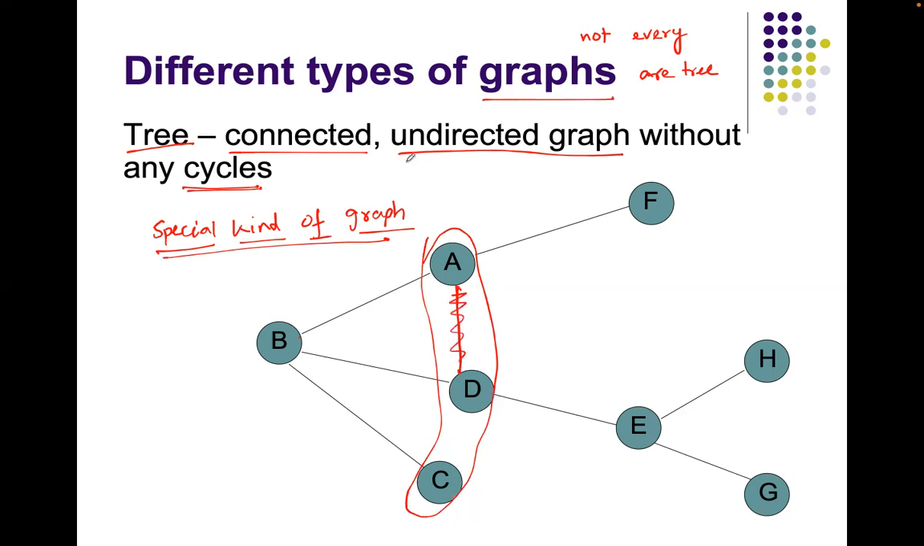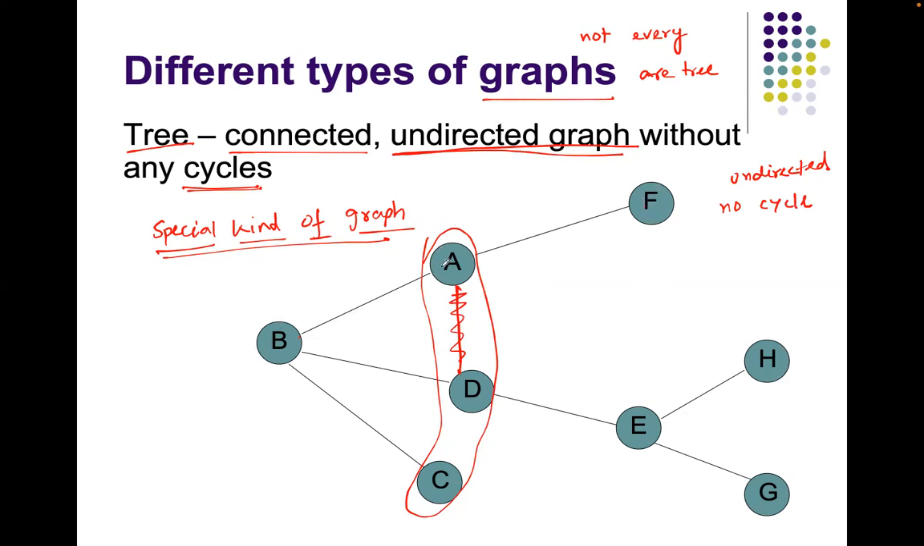It has to be a directed graph. I'm sorry, let me say that again. It has to be an undirected graph, and no cycle. It will be connected because for each pair of nodes we'll find a connection. For example, from F to E, there is no direct edge, but we'll have a connection.